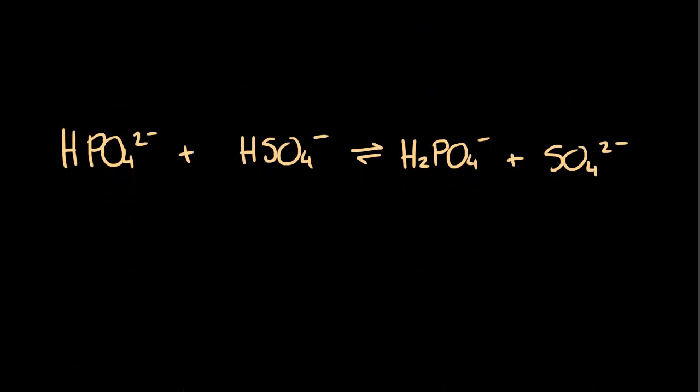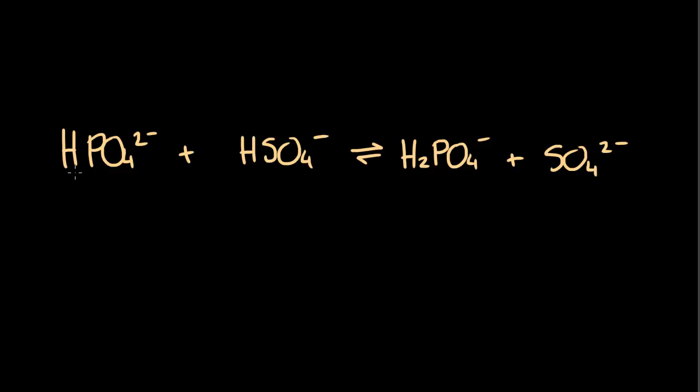For this equation, we're going to do the same thing. We're going to find the two sets of acid-base conjugate pairs and label which one is the acid and which one is the base in each pair. If you want, pause the video, have a go at it, and then press play to see the answer.